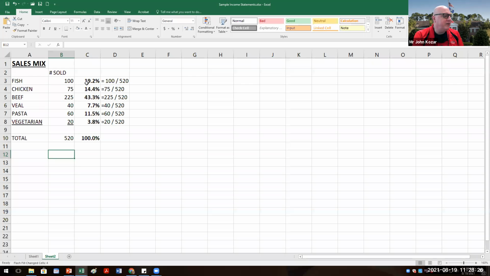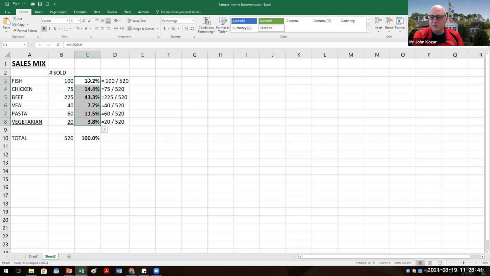So the reason that we do this is we're going to take a look at these percentages. We can look at the numbers for 1 week at a time or one night at a time, but over a longer period of time, the percentages are going to start to mean more to us.